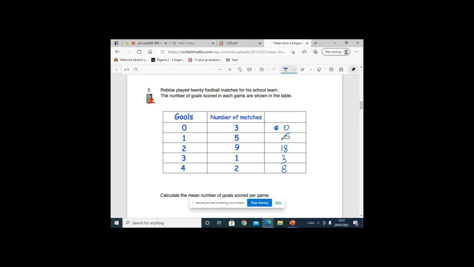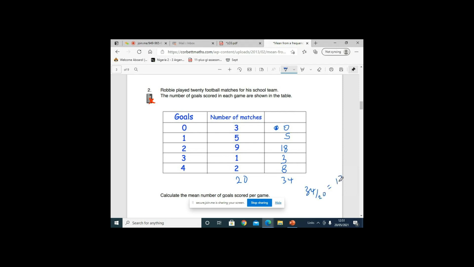That's 34. Then add these ones together for the frequency. That's 20. So you now divide 34 by 20. 34 divided by 20 is 1.7. So that's the mean.